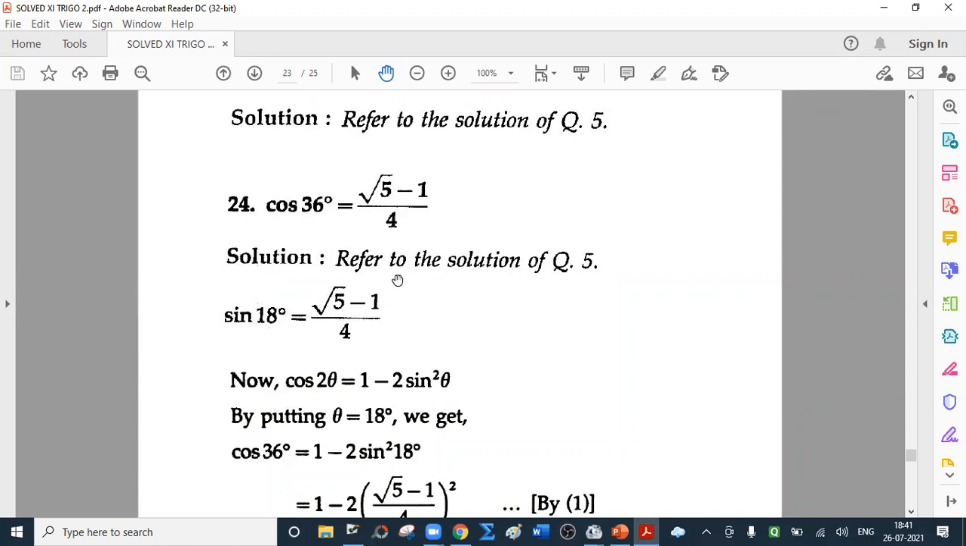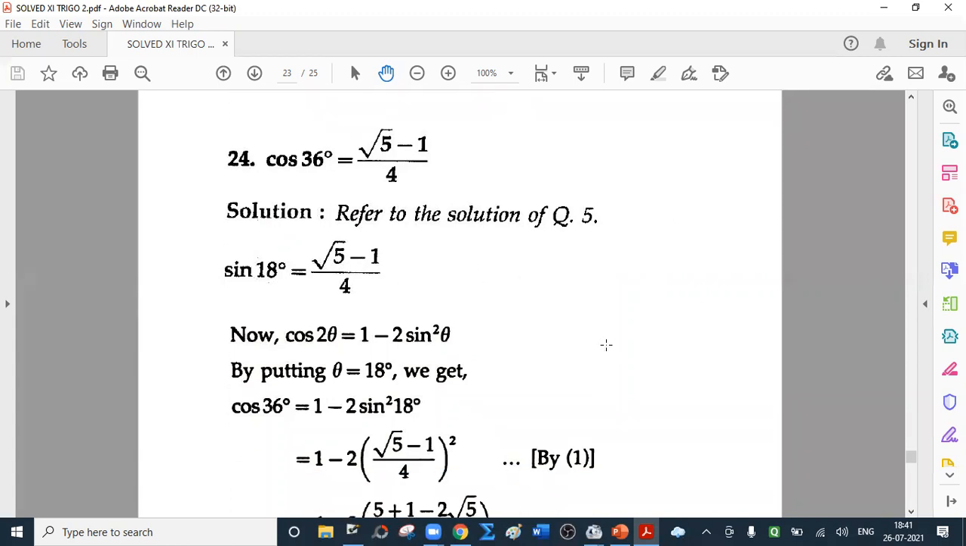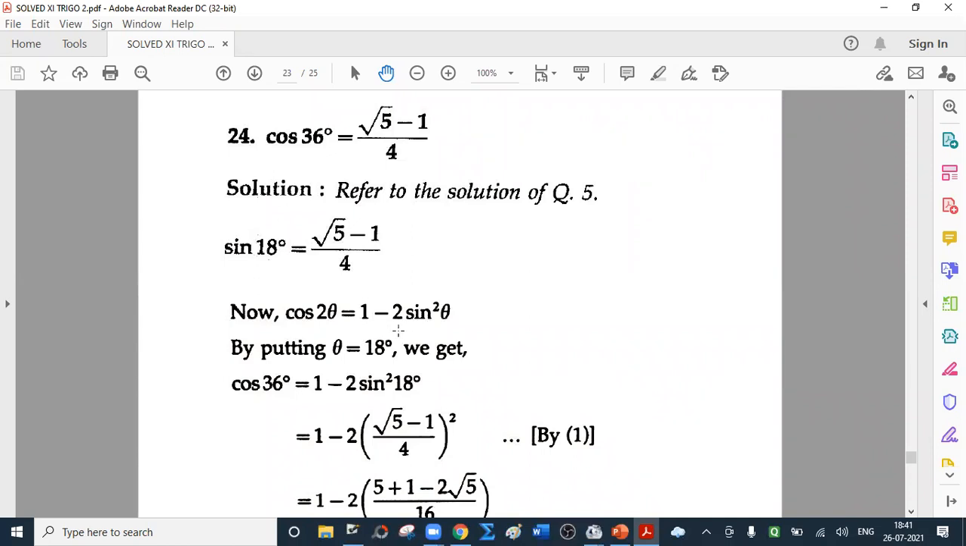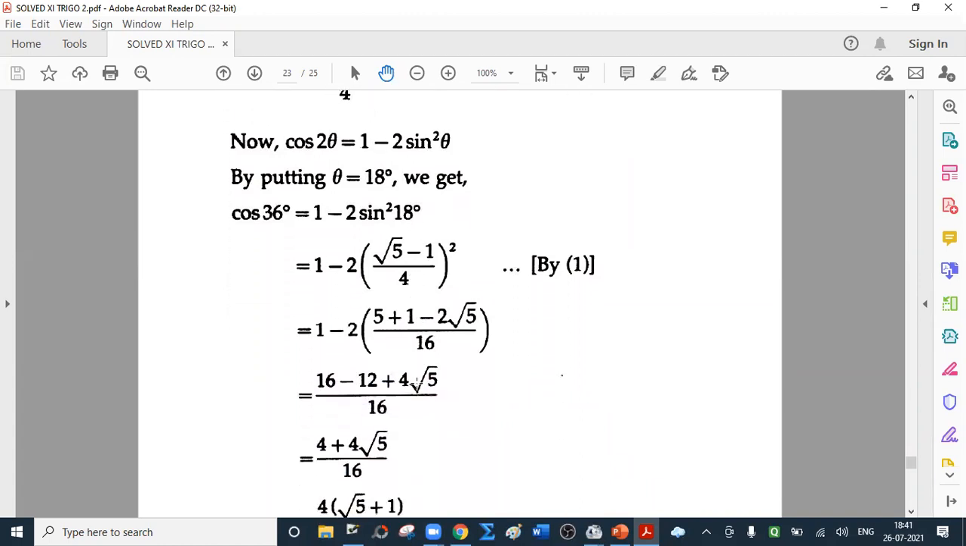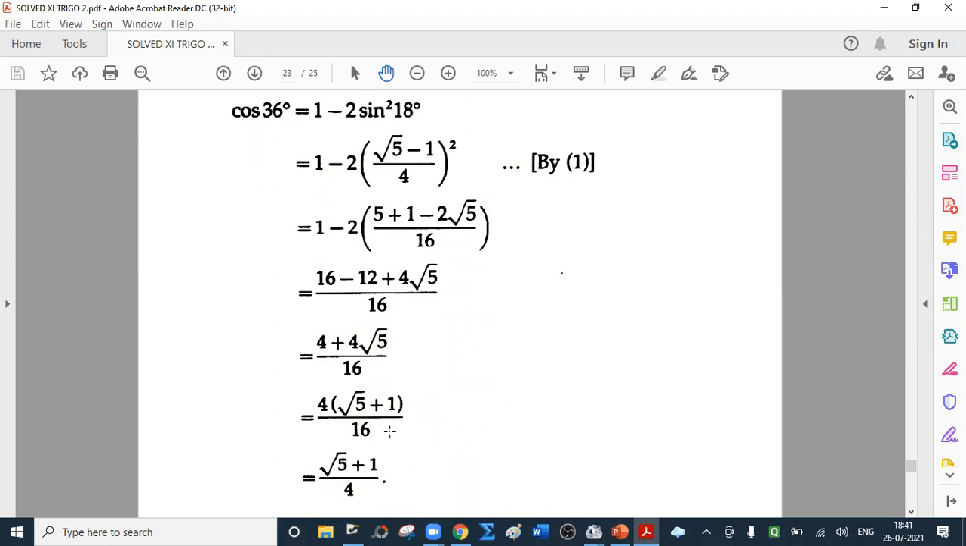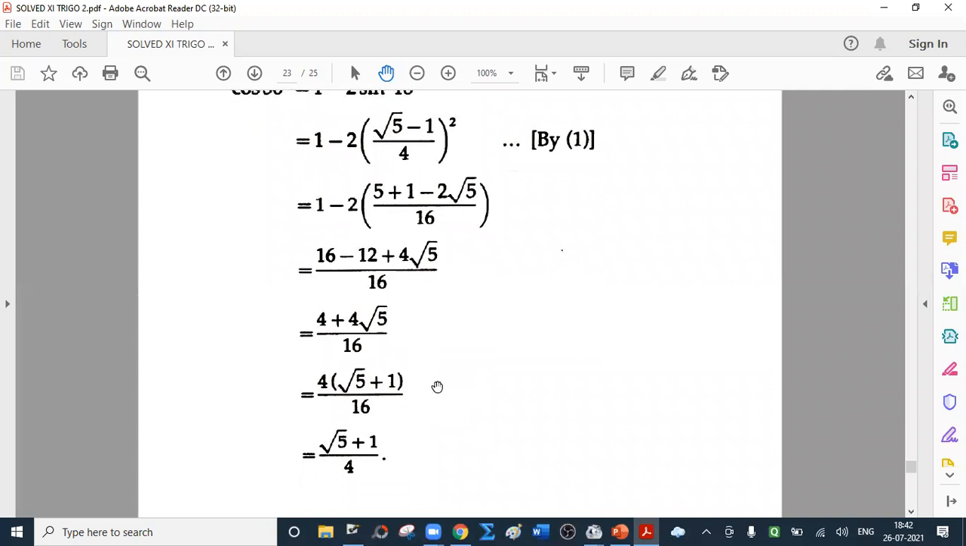But if asked, then first you will have to prove this, because this is not a standard result like sine 60 degree root 3 by 2. So first you have to prove this, which we already proved. Now it is cos 2 theta, 1 minus 2 sine square theta. Put theta equal to 18 degree. So cos 36 degree is 1 minus 2 sine square 18 degree. Substitute the value. Simplify. So cos 36 degree comes out to be root 5 plus 1 upon 4. So this is sum number 24.